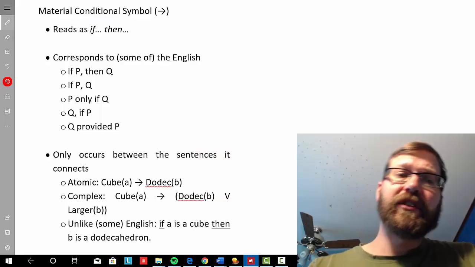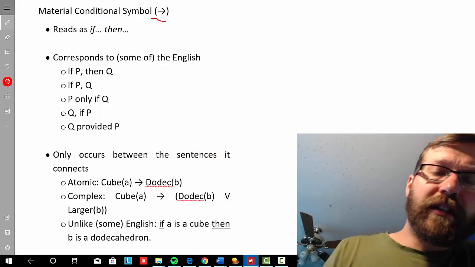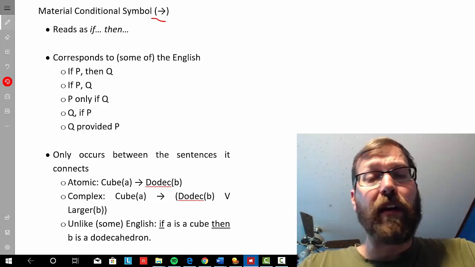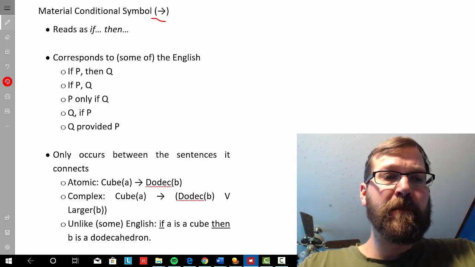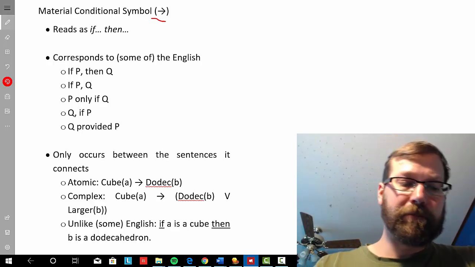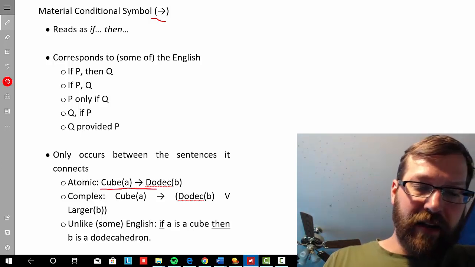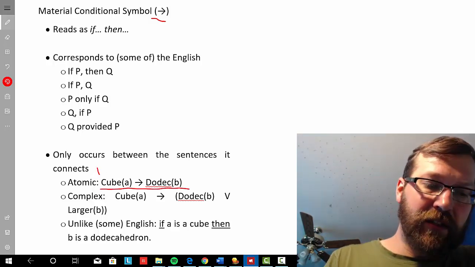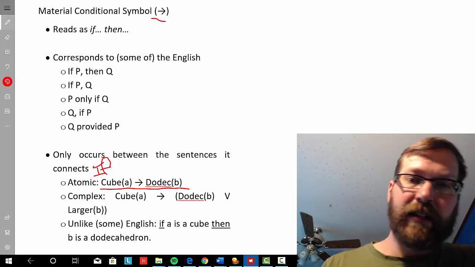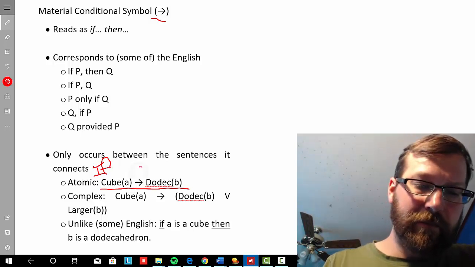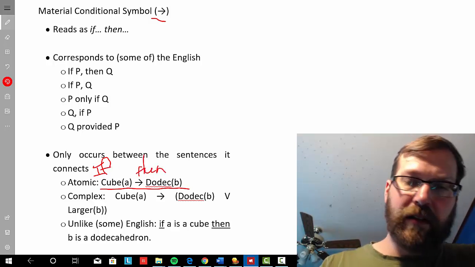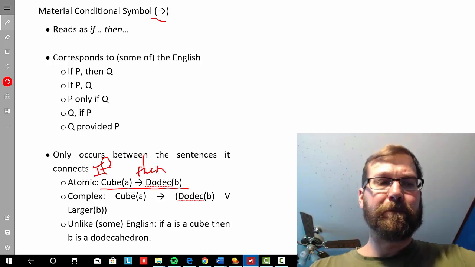Alright, so the material conditional symbol is this arrow. That's the symbol that our textbook uses for it. And it reads as if-then. So if we look down here, the way that this proposition would read is: if A is a cube, then B is a dodecahedron.